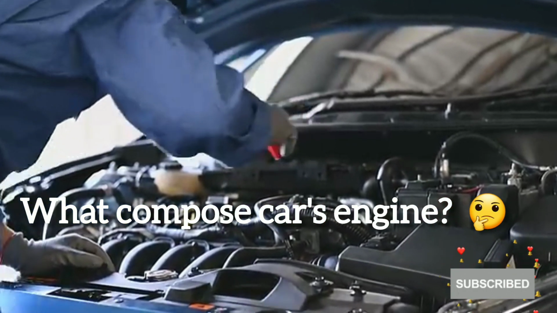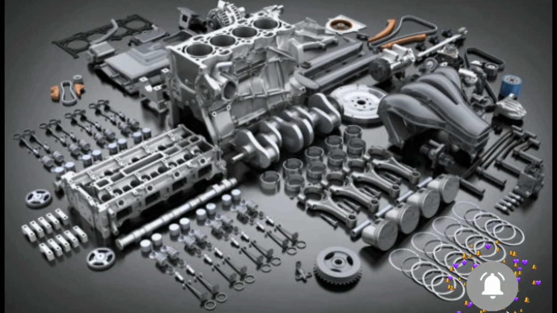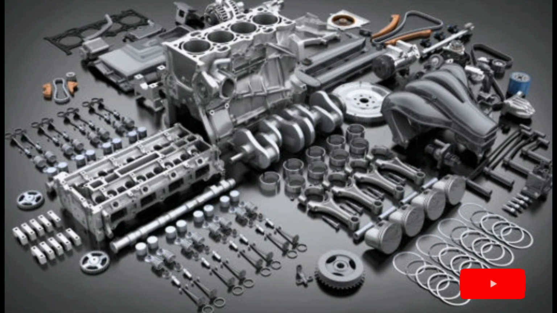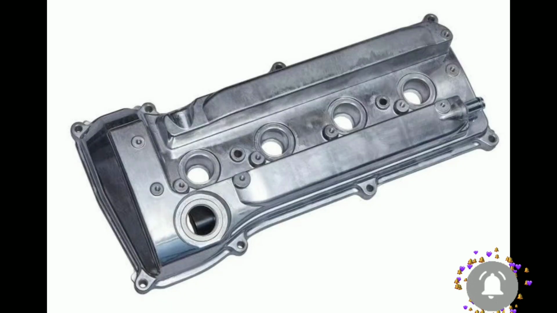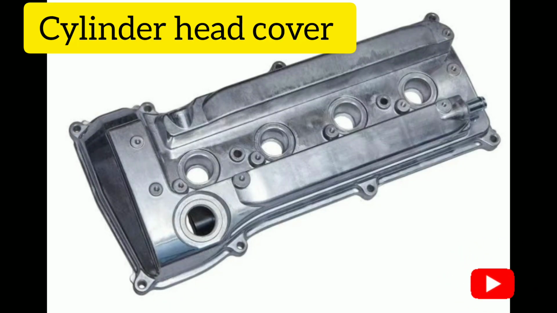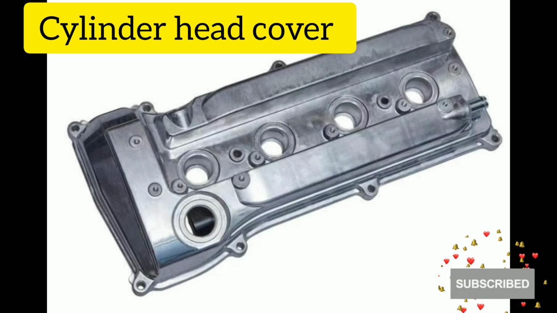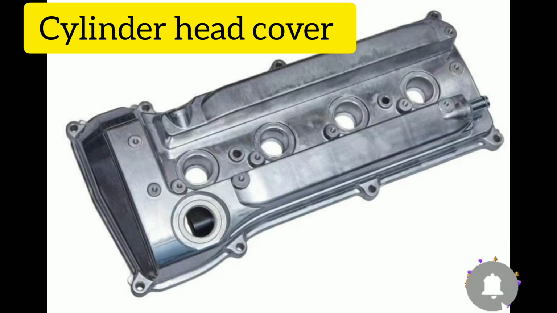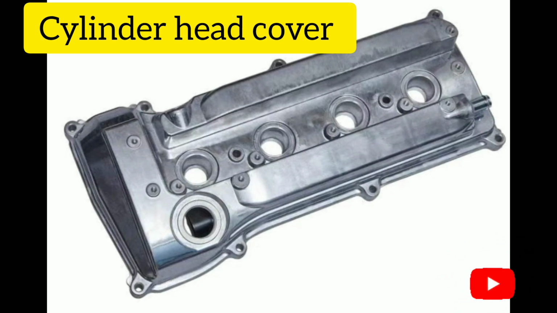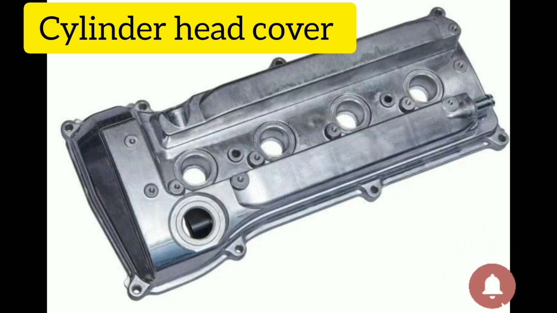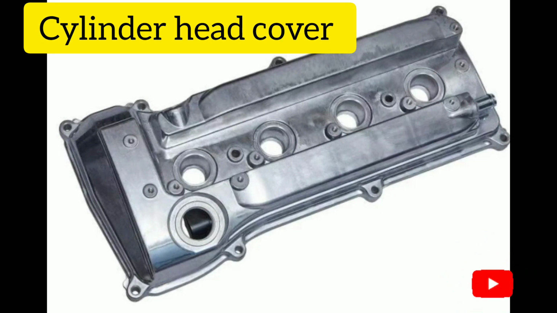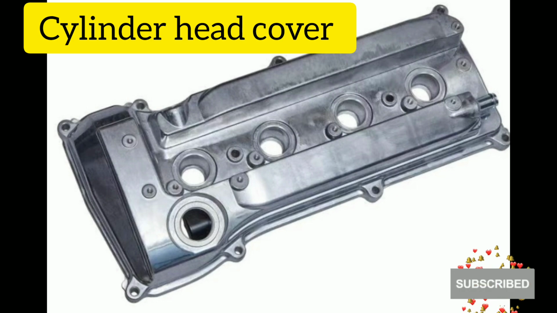So let's start. These are all the components of a car engine. Let's see one component at a time and its function. Let's start with the cylinder head cover. This is a cylinder head cover. Its purpose is to seal the cylinder head on the engine, and it is where the holes for the spark plug connectors are fitted. So its purpose in the engine is to seal the cylinder head. That is its function in the engine.